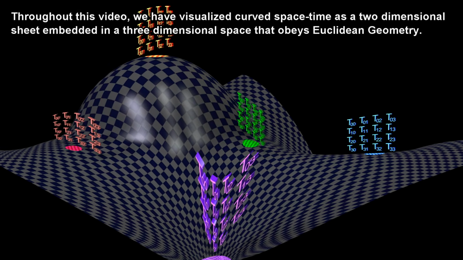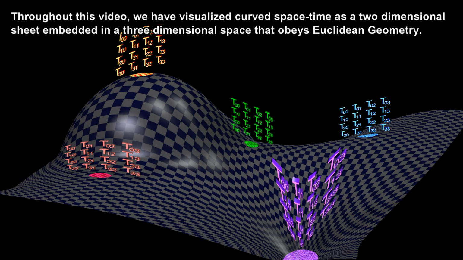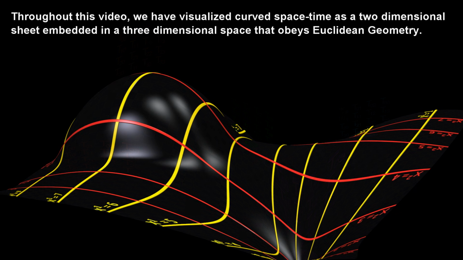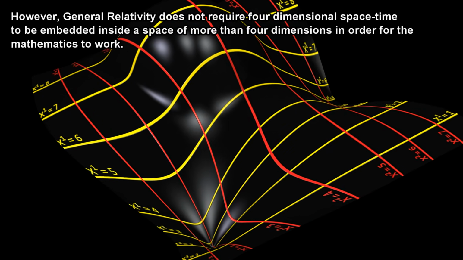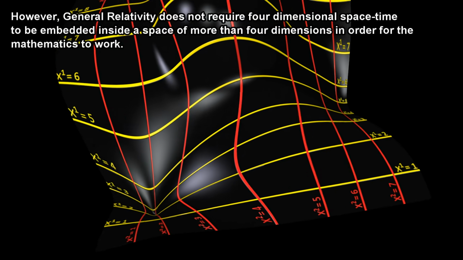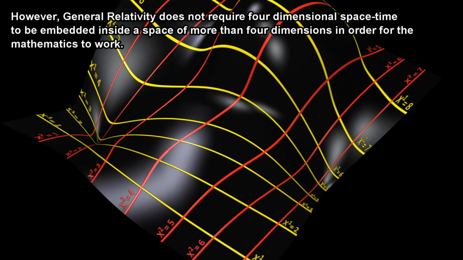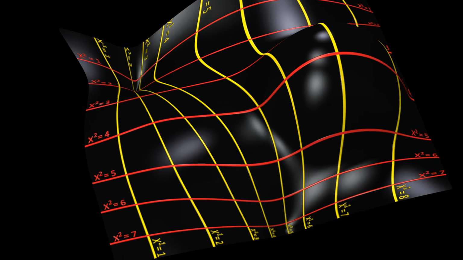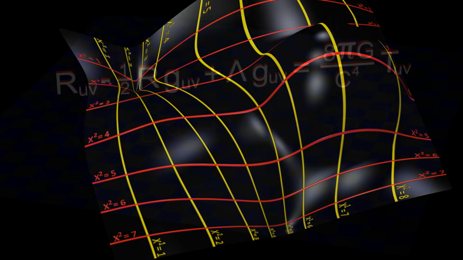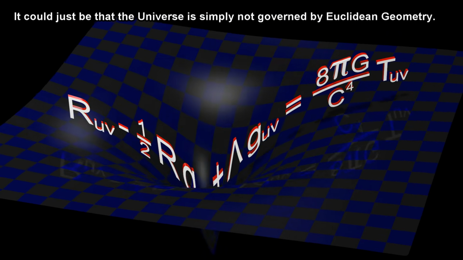Throughout this video, we visualized curved space-time as a two-dimensional sheet embedded in a three-dimensional space that obeys Euclidean geometry. However, general relativity does not require four-dimensional space-time to be embedded inside a space of more than 4 dimensions in order for the mathematics to work. It could just be that the universe is simply not governed by Euclidean geometry.